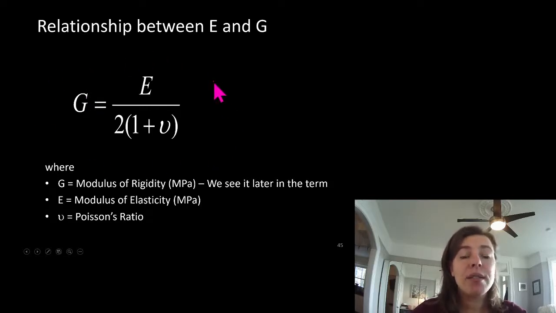Again, this is not something you need to know. I am not making you know this, but I just wanted to talk about it so that you can understand that it exists. So G is equal to E divided by 2 times (1 plus V). Now V is the Poisson's ratio. The Poisson's ratio, if you want to call it the bulging effect, is kind of a good way to talk about it.